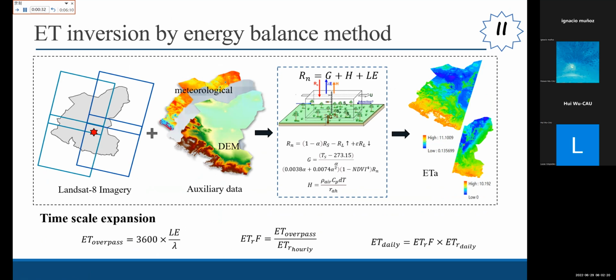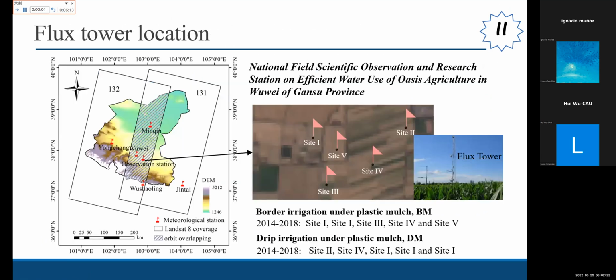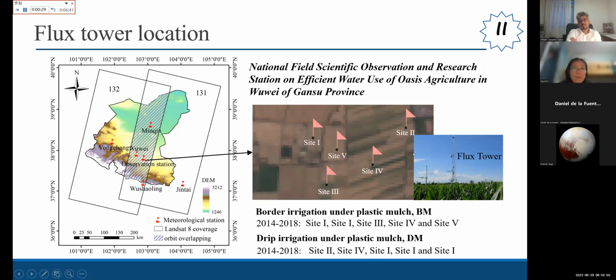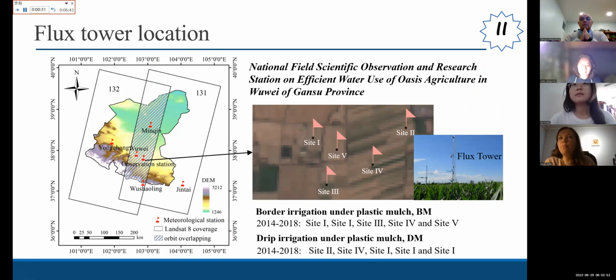This is the process of calculating ETA. We confirm the location of the flux data and the distribution of different years for each treatment. The two irrigation methods are border irrigation under plastic mulch, that's BM, and drip irrigation under plastic mulch, that's DM. The data collection is supported by the National Field Scientific Observation and Research Station on efficient water use of oasis agriculture in Wuwei, Gansu province.